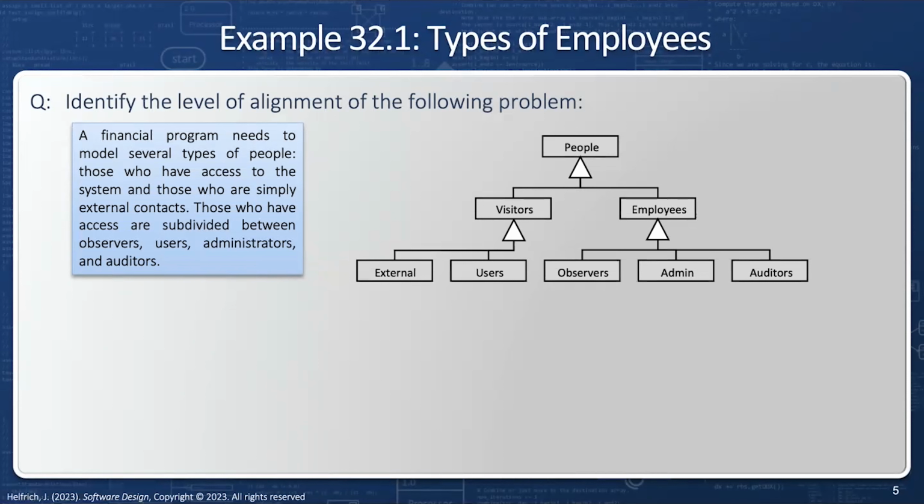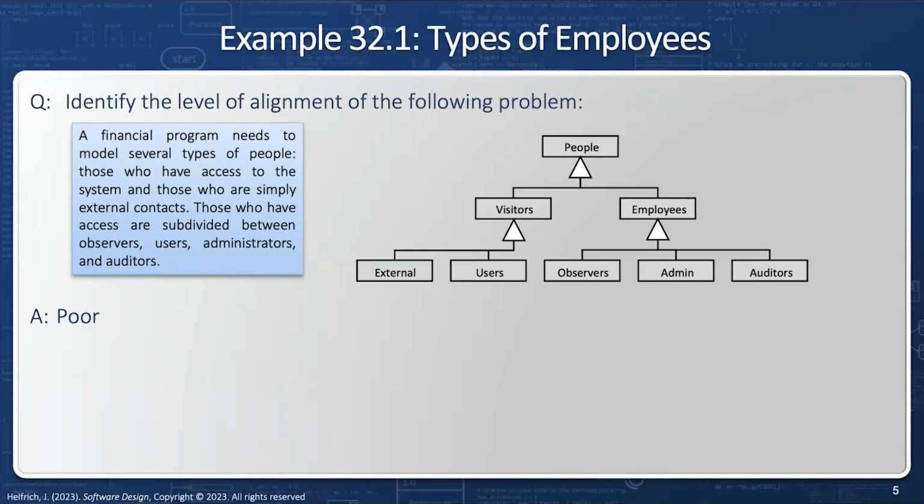A financial program needs to model several types of users: those who have access to the system and those who are simply external contacts. Those who have access are subdivided between observers, users, administrators, and auditors. Now let's take a look at our class diagram. We have people, we have visitors, we have employees, external users, observers, alumni, and auditors.